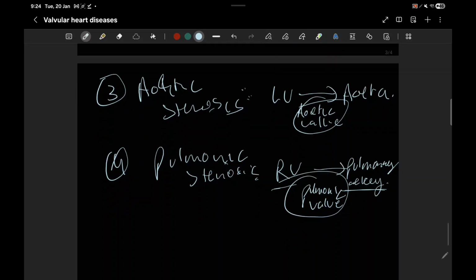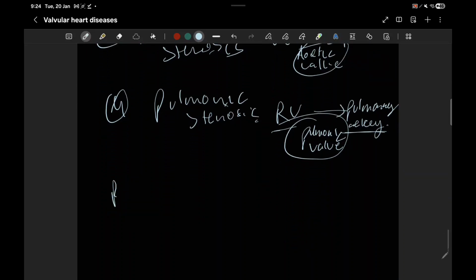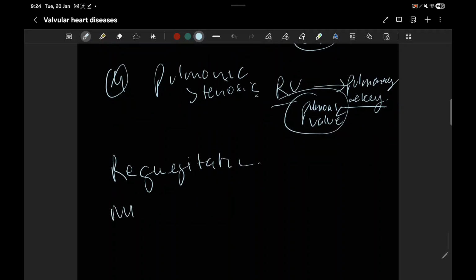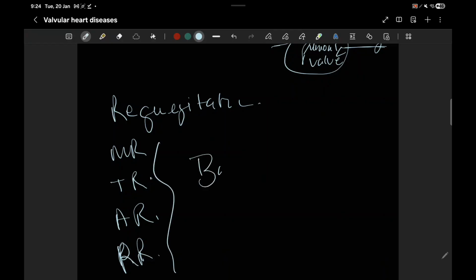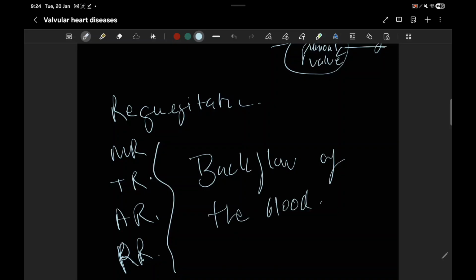And now let's do the same for regurgitation. What happens in regurgitation? There is mitral regurgitation, tricuspid regurgitation, aortic regurgitation, pulmonic regurgitation. So in all of these conditions, what happens? There is a backflow of the blood due to pressure differences that I'll explain later in a while.